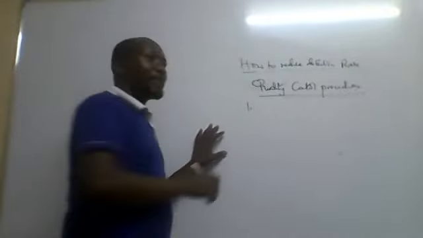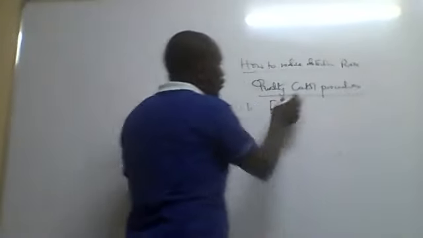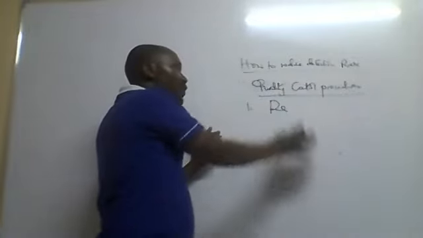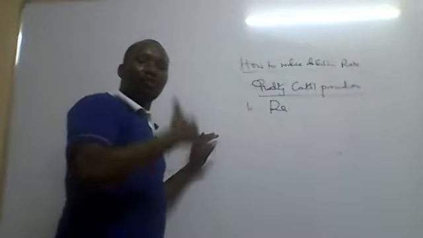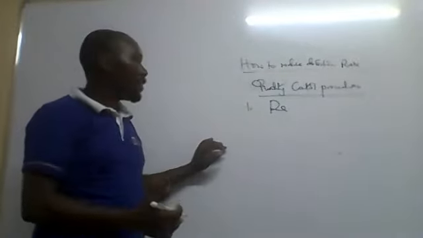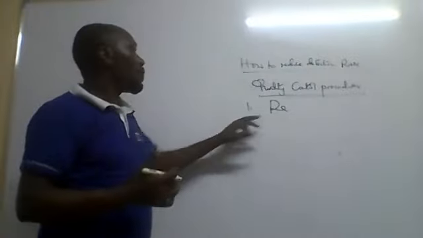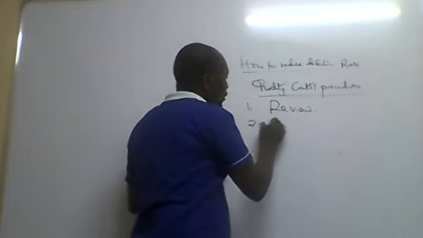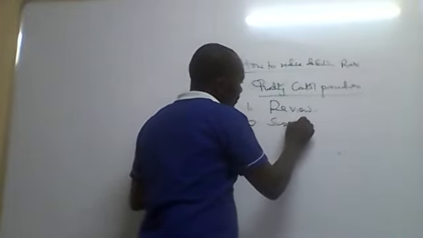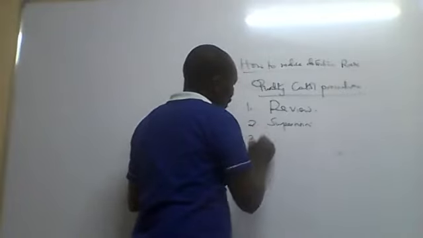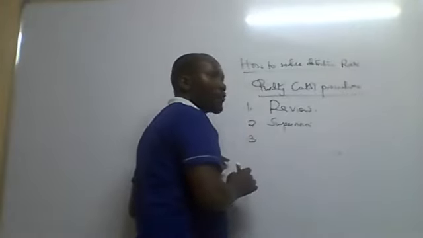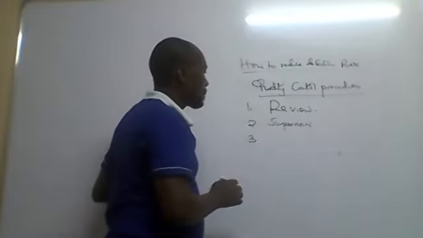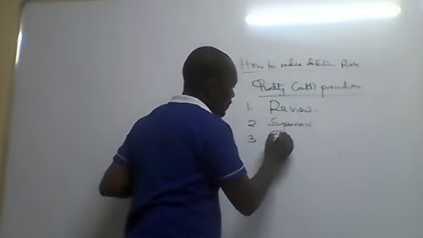Now, one of them is the review. At the firm level, you can control the quality of the report. These are procedures that you put in place so that the audit report you are going to give is of high quality. So what are some of the things you need to do? Number one, proper review. Number two, supervision. Number three, trainings.